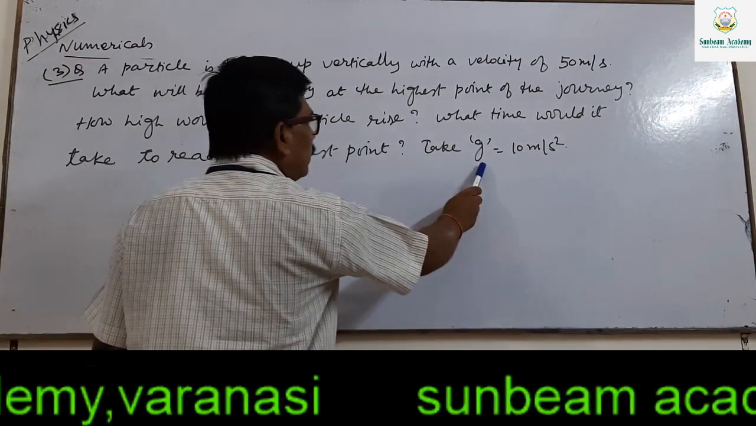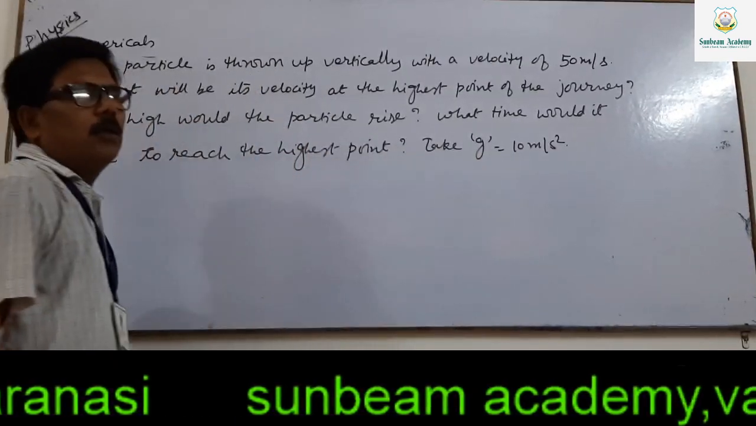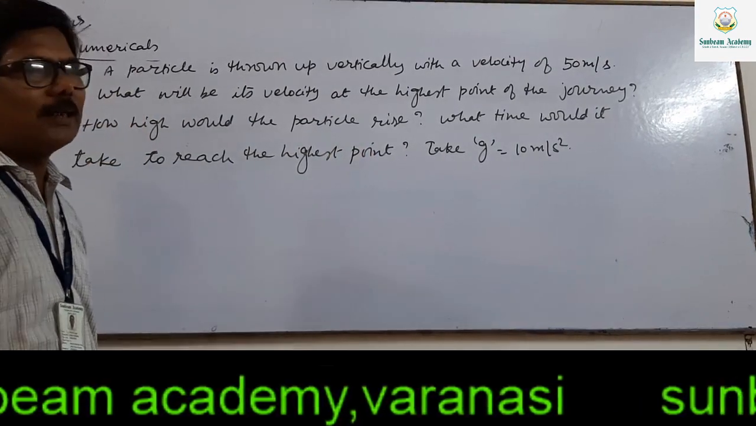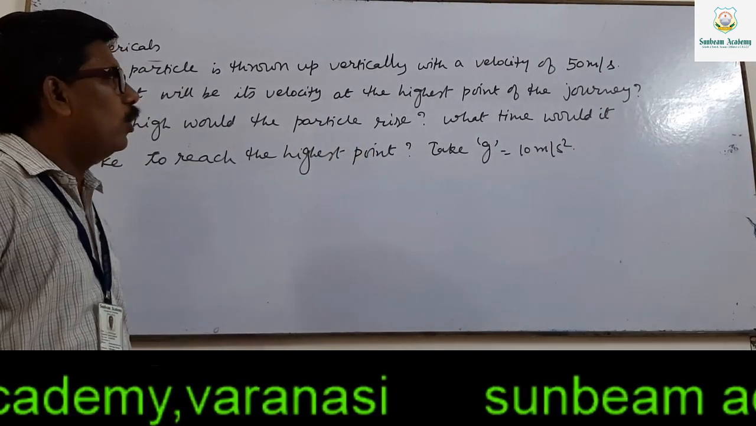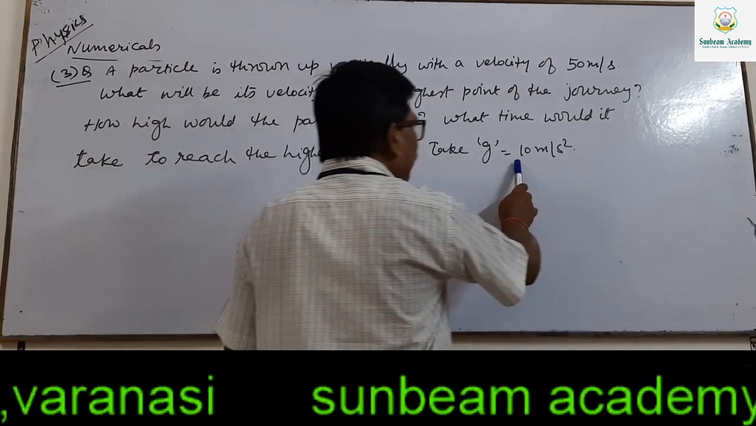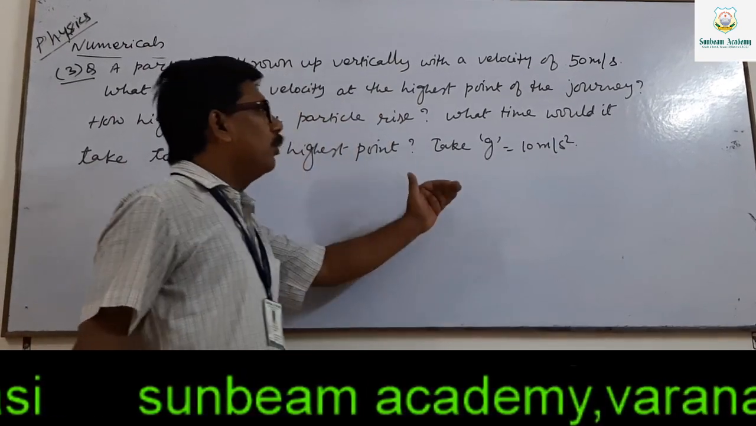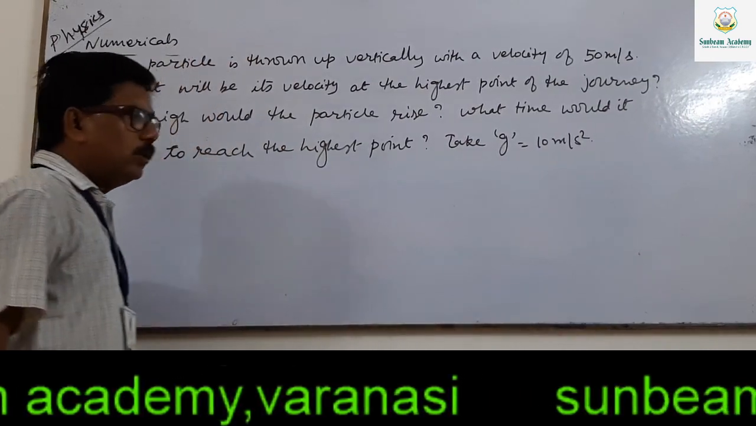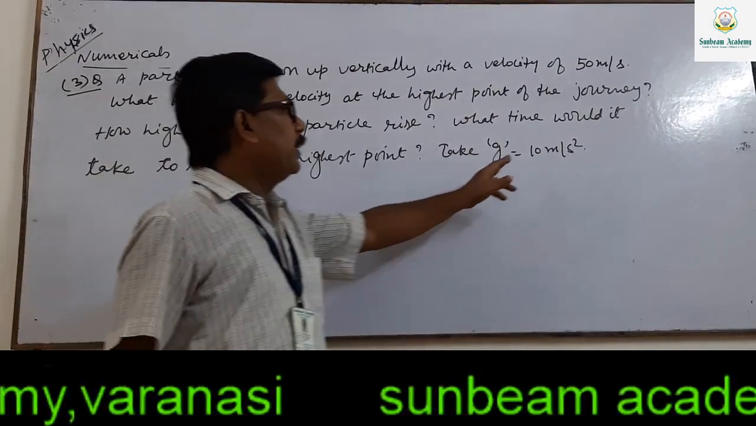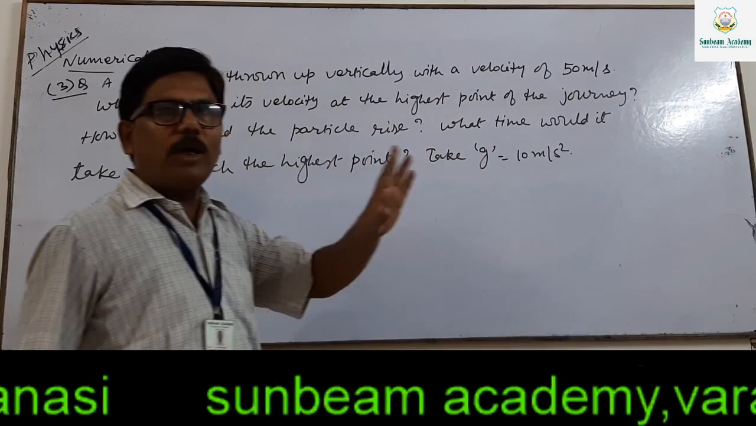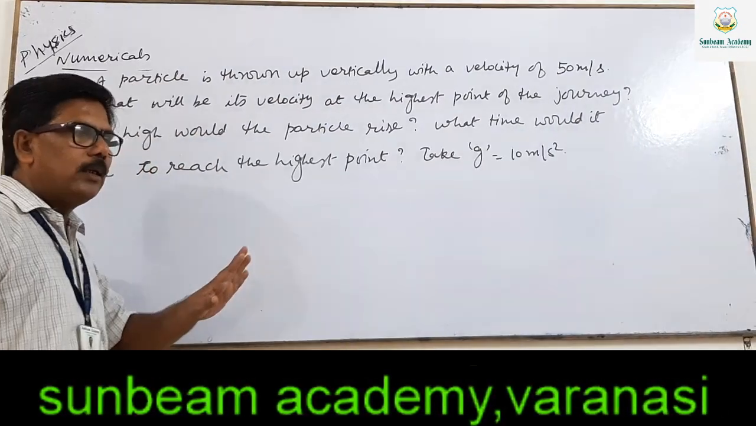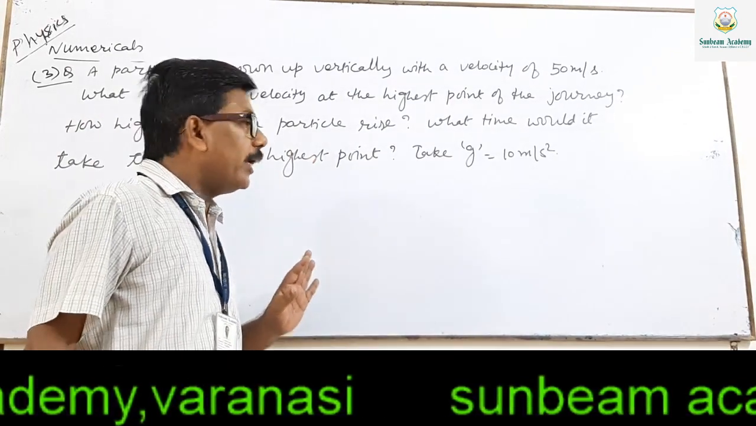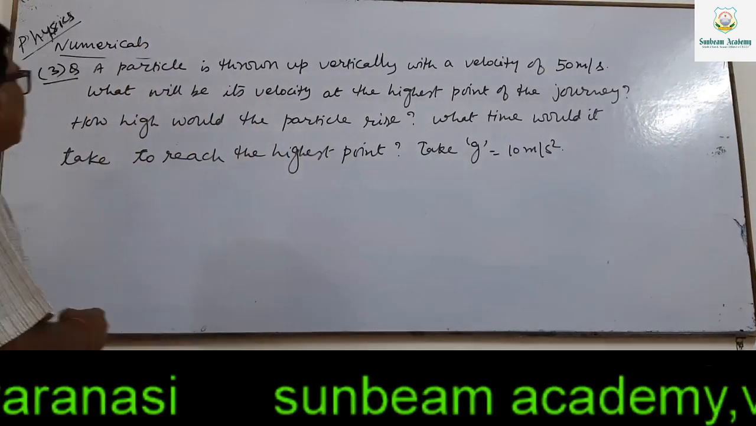Here the value of g is mentioned, that you should take 10 meter per second square, not 9.8. So whatever the value is given in the numerical problem, if it says take g as 10 meter per second square, then you will solve the numerical by taking this value. And if the value of g is not given in the numerical, then you take g as 9.8 meter per second square. Now let us see.